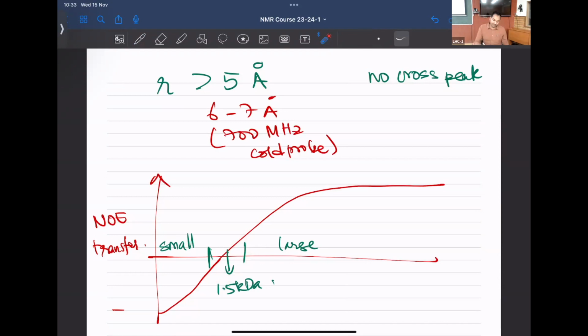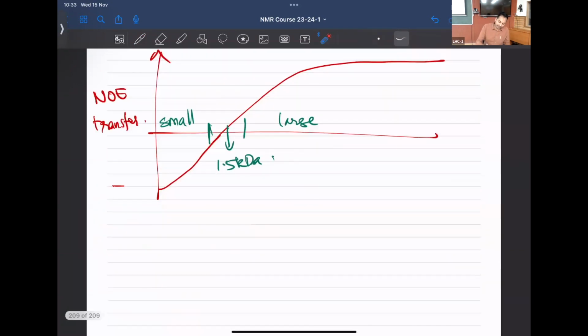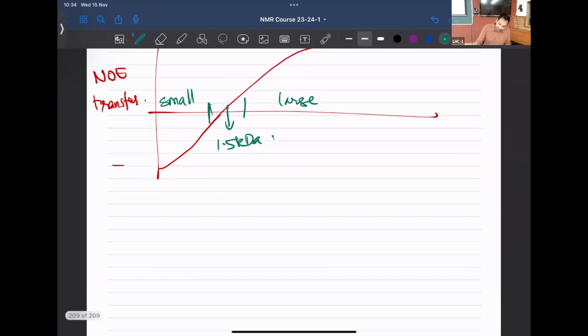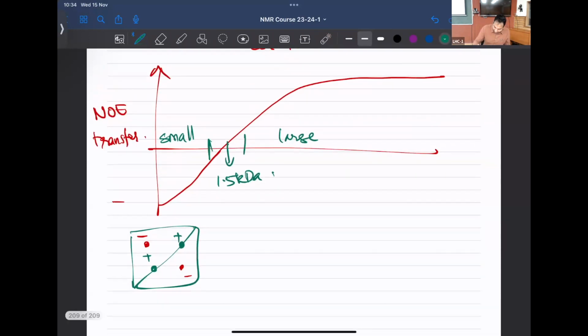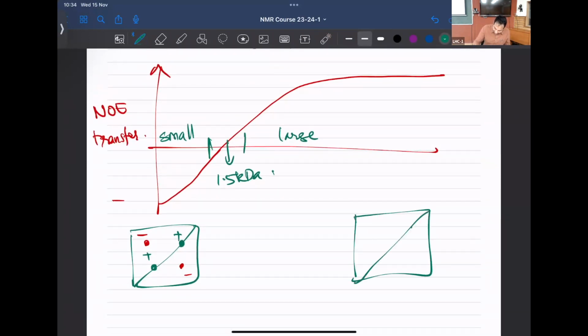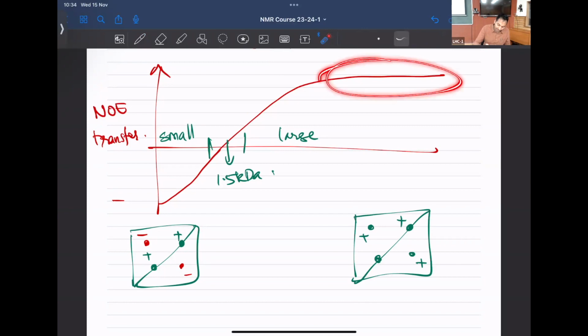But predominantly, what I am trying to say is that when you run the NOESY 2D for small molecules, if the diagonal peak is positive, the cross peak will be negative. On the other hand, for large molecules, if you run the NOESY, the diagonal peak is positive, and the cross peak will also be positive. That's all the sign of the NOESY component is saying.